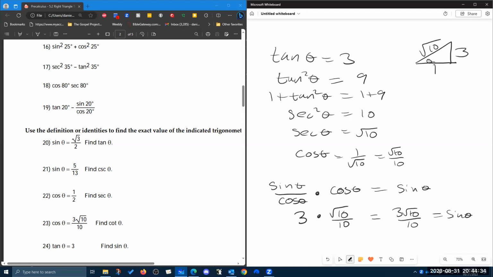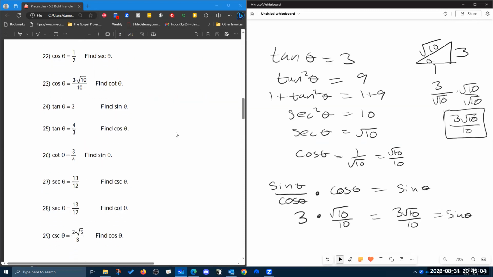And then sine is going to be 3/√10. And we would rationalize our denominator, and we would get 3√10/10, which is the same answer that I got. I just needed to do it by way of identities and not by drawing a picture this time. Let's go ahead and keep going here.